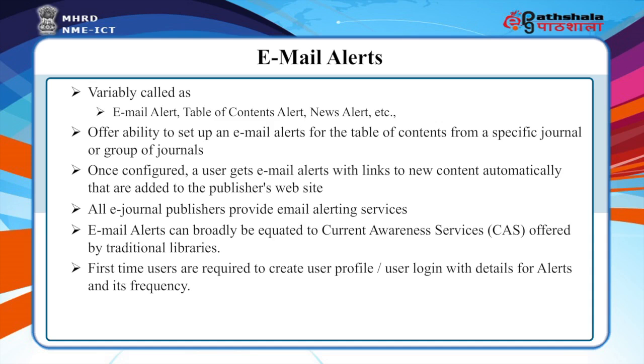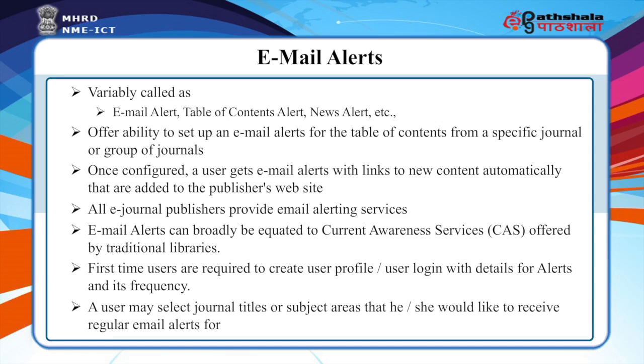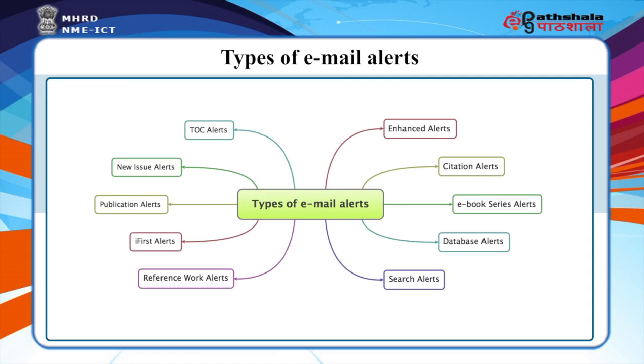Once these details are filled in and a login ID and password is assigned to the user, he or she is required to log in onto the publisher's website, and then from there he or she can start creating his or her user profile. A user may select journal titles or subject areas that he or she would like to receive email alerts for. Different publishers provide different types of email alerts. The types of email alerts offered by different publishers are mentioned below.